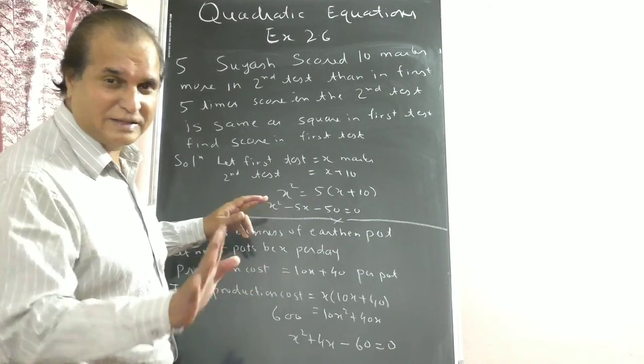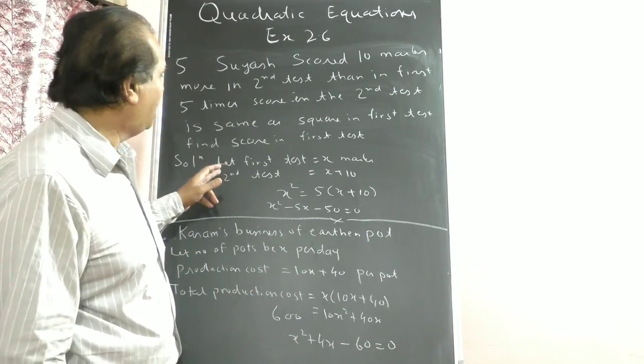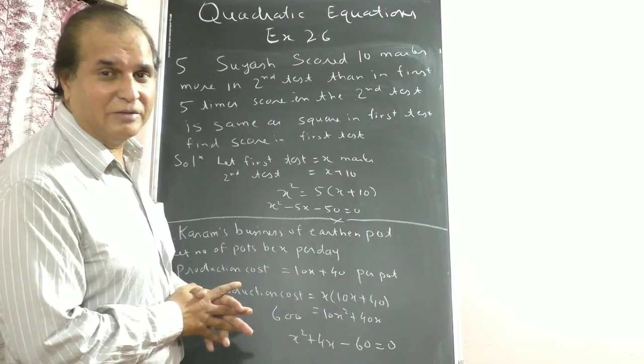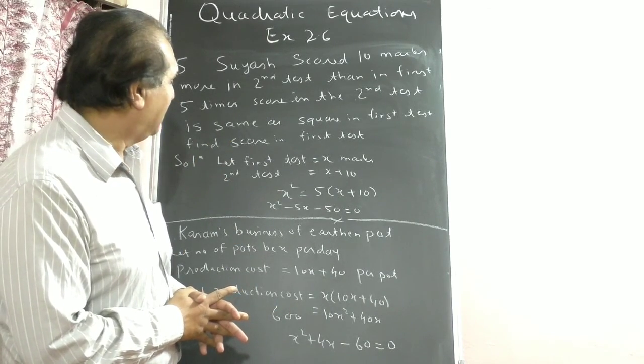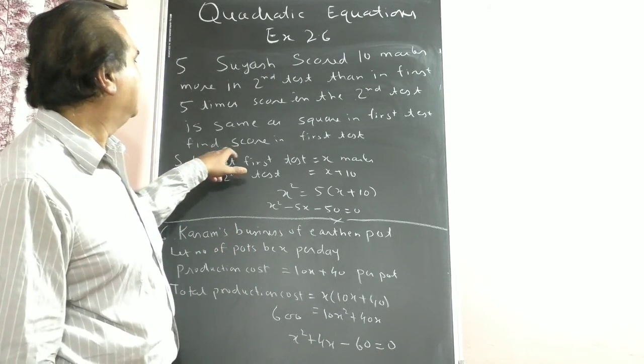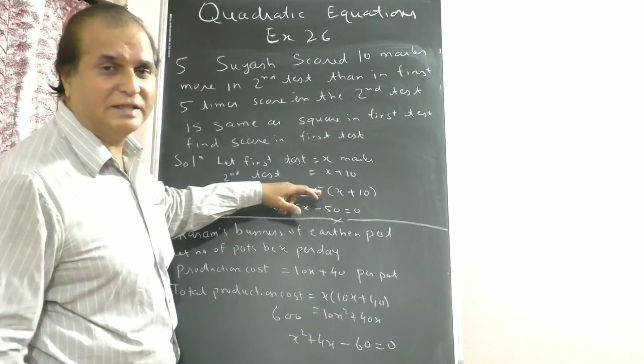Negative, of course, discard. Because the number of marks cannot be negative. Okay? Marks cannot be negative. So only the positive answer you have to write. Let the first score in the first test be x only.